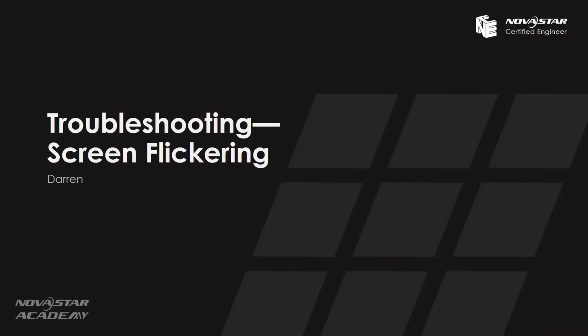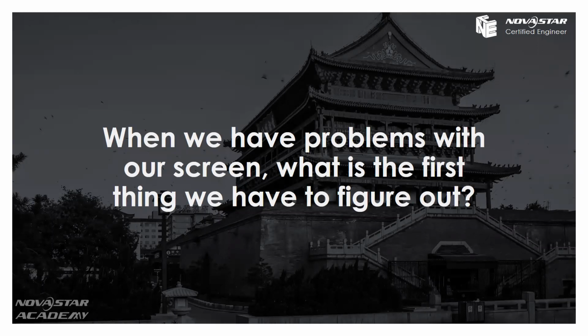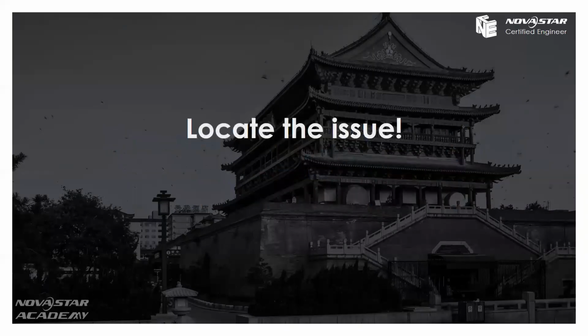I don't know if everyone has met this kind of issue, but from my experience, normally when I meet a screen issue, it doesn't matter if it's screen flickering or screen blackout, I always have one question in my mind, which is, when we have problems with our screen, what is the first thing we have to figure out? What do you have to figure out if you meet a problem?